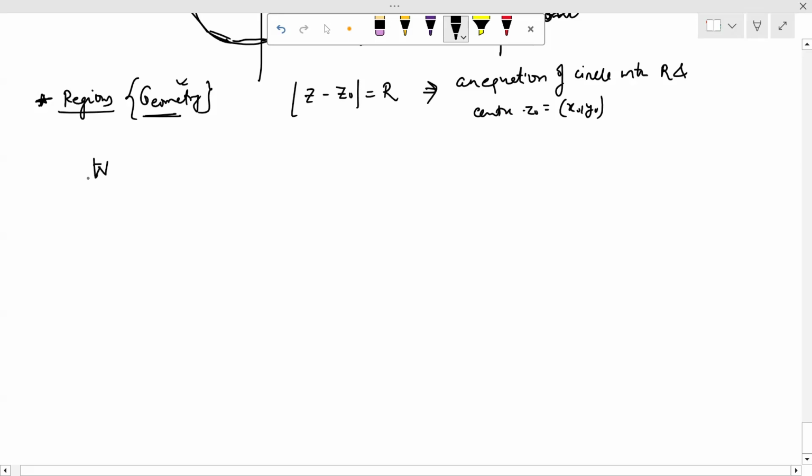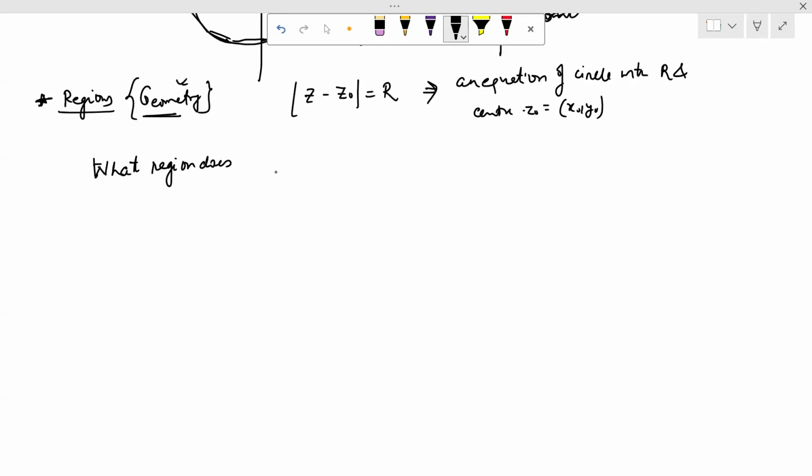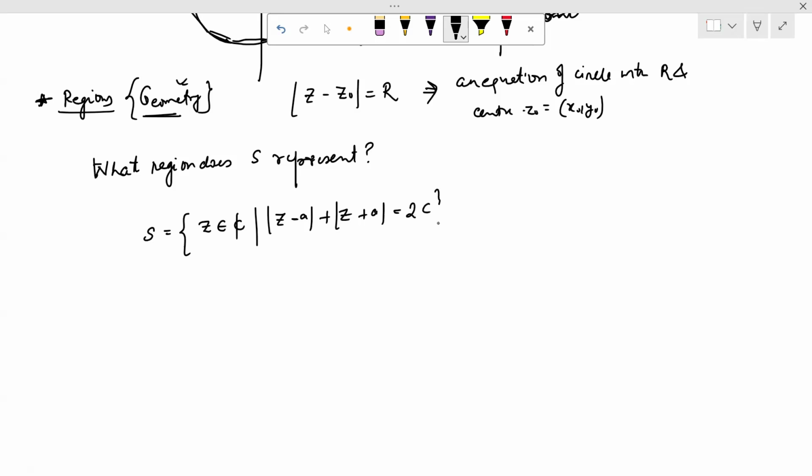And this will be, I think, the last question, or if not last, then second last. What region does S represent? Here S is equal to the set of all Z belonging to complex numbers such that modulus of Z minus A plus modulus of Z plus A is equal to 2 times C.